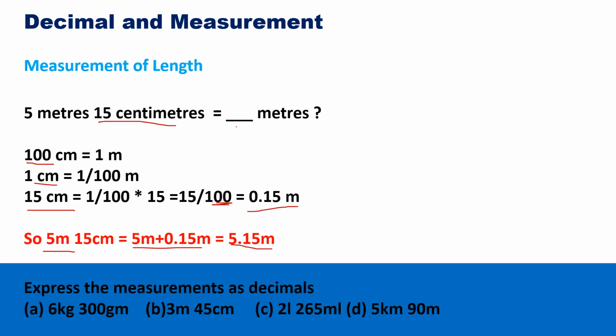Here I have given some questions. 6 kilogram 300 grams, convert it into decimal, that means convert it into kilogram. 3 meter 45 centimeter, convert this into decimal, that means convert it into meter. 2 liter 265 milliliter, convert it into decimal or into liter. 5 kilometer 90 meter, convert it into kilometer or into decimals.